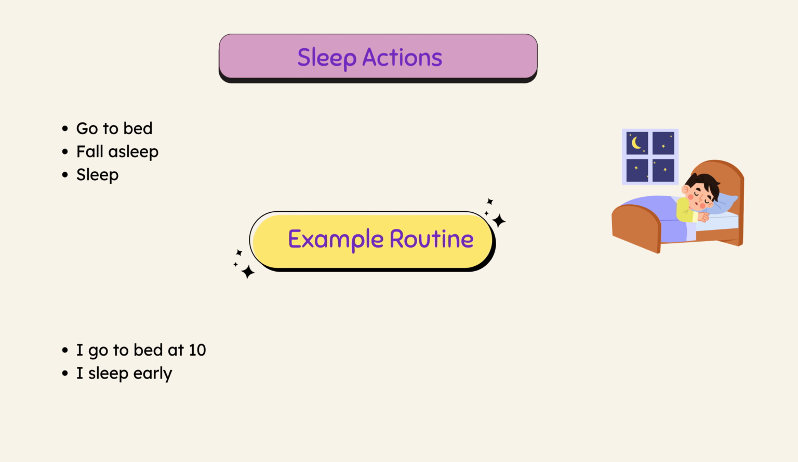For example, you can say, I go to bed at 10 p.m. Then I fall asleep quickly and sleep well. This is how you talk about sleep in your daily routine.